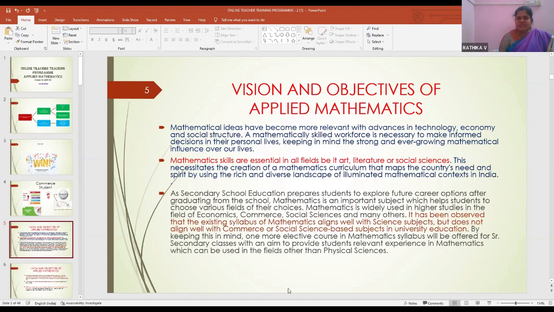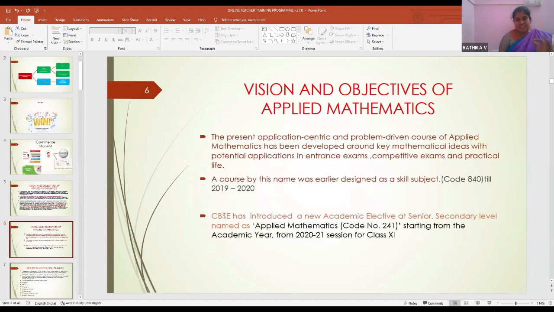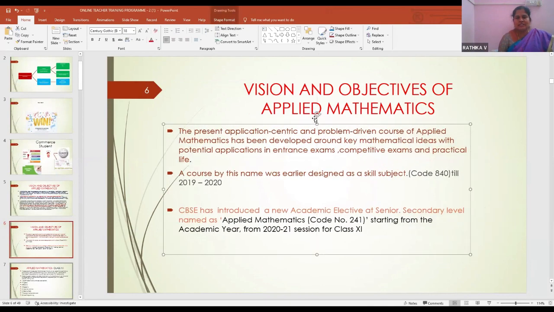It has been observed that the existing syllabus of mathematics aligns well with science subjects. So what we are teaching in 11th and 12th mathematics is mainly focusing only on the science subjects. It is not focusing on the commerce students or social science based subjects. So for the higher studies, those who are aiming for them, they need a separate curriculum. For that only they have designed this applied mathematics, and it provides the relevant subjects or topics, whichever they need for their future. That is given meticulously. They have done it very carefully, the topics were chosen.